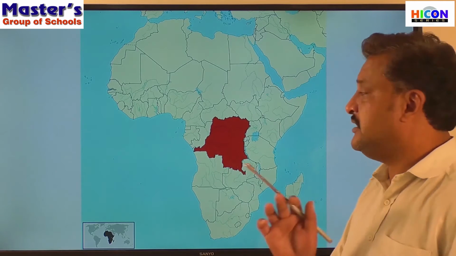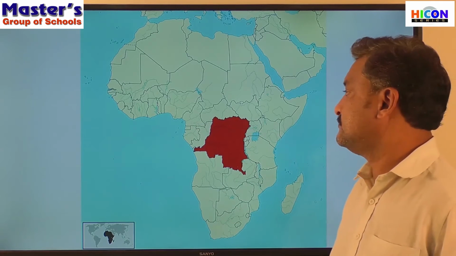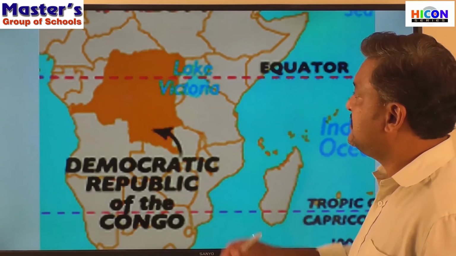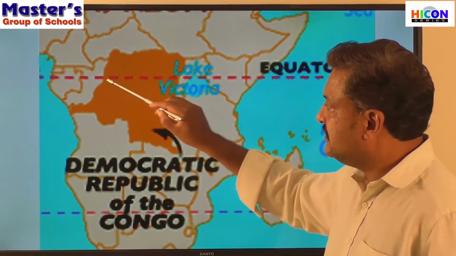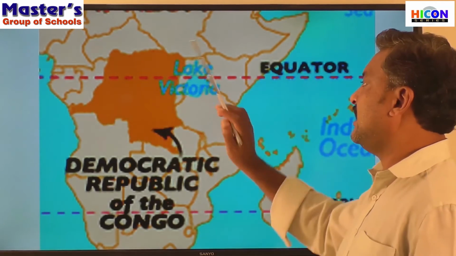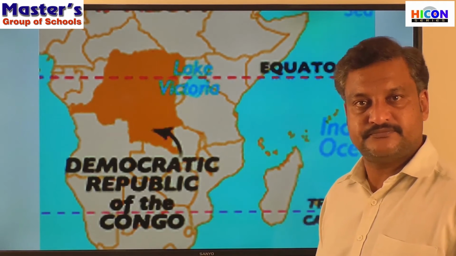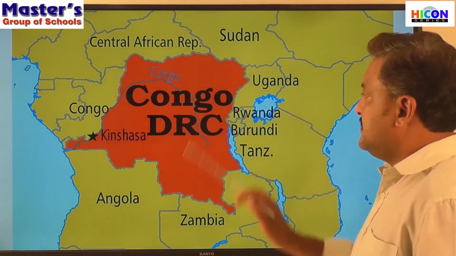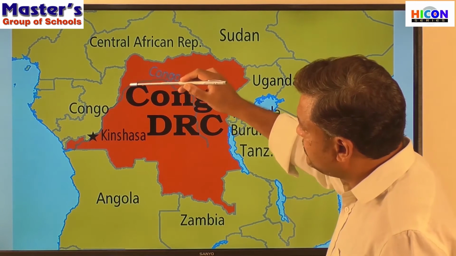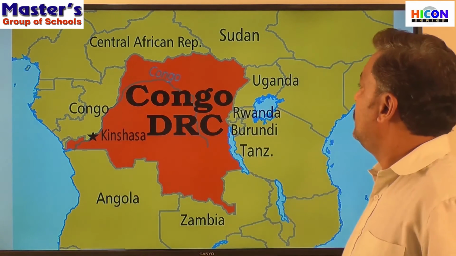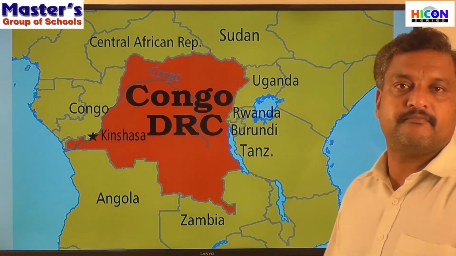The equator actually passes through this region. We can see this is the Congo. Here we can see the equator passing through the Democratic Republic of Congo, so that country lies on the equator. Here we can see, can you see this river? This is the river which has a very great basin around this region.